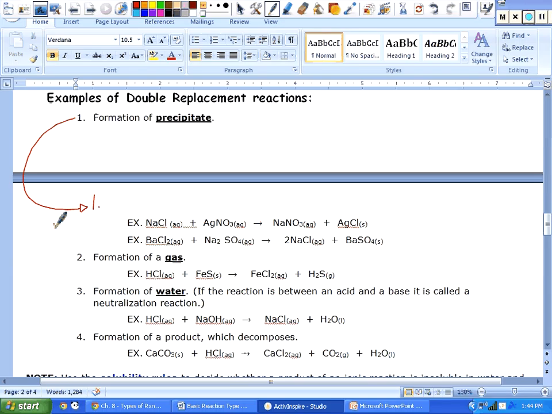So just rewrite formation of a precipitate. What is a precipitate? It's a solid. Now, I know what you're thinking. How in the world am I supposed to know that it's going to be a solid? Because that's going to be your question. I can't look at something and tell if it's going to be a solid. Let me explain.